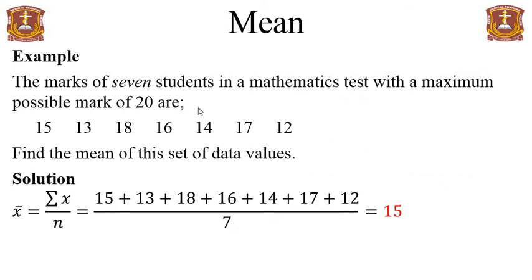Now, for example, you are told that the marks of 7 students in a mathematical test with a maximum possible mark of 20 are as stated: 15, 13, 18, 16, 14, 17, and 12. Find the mean. This is basically the sum of all these, 15 plus 13 plus 18 plus 16 plus 14 plus 17 plus 12, divided by 7. There are 7 entries, that's the reason for 7 here. So we end up with 15 as the result of this summation and division.